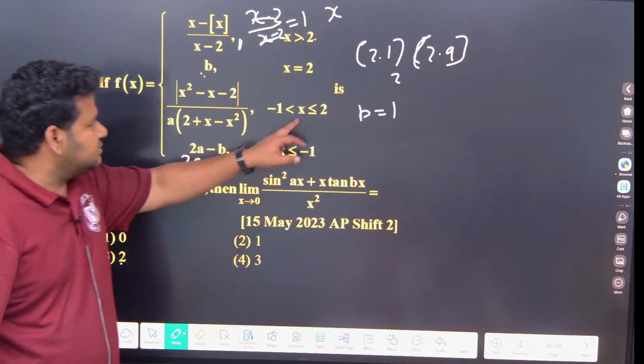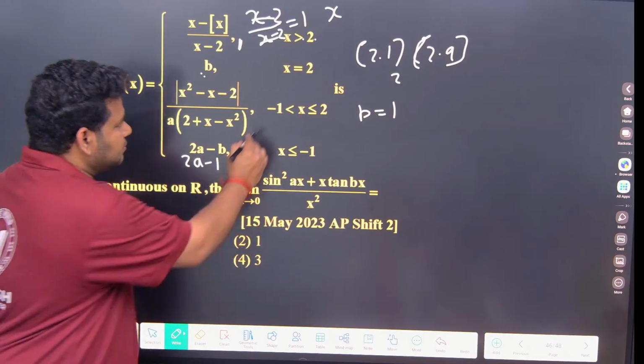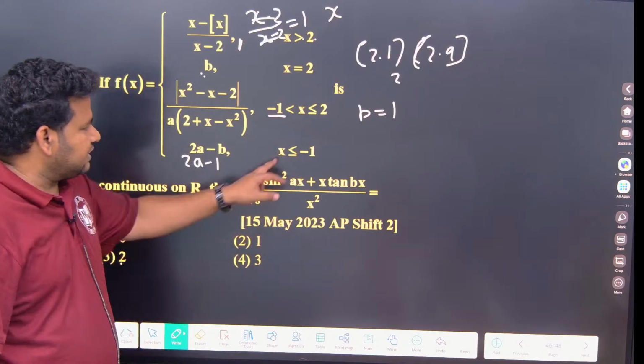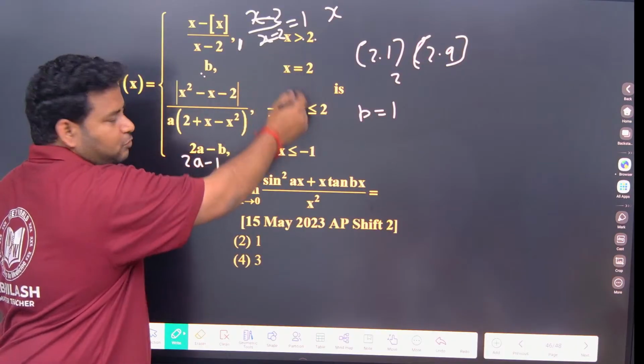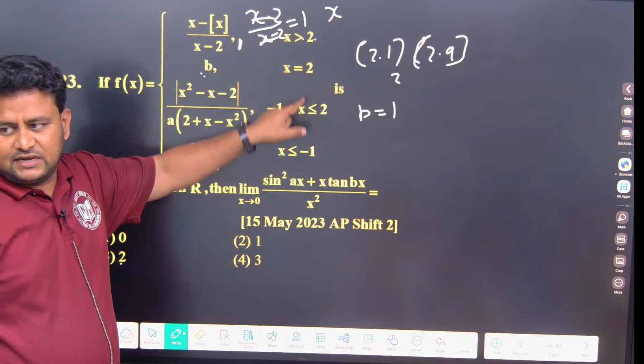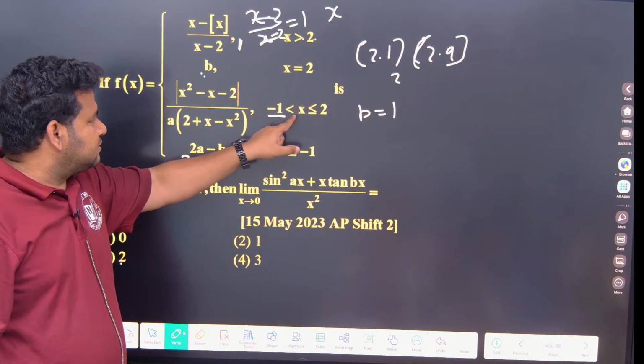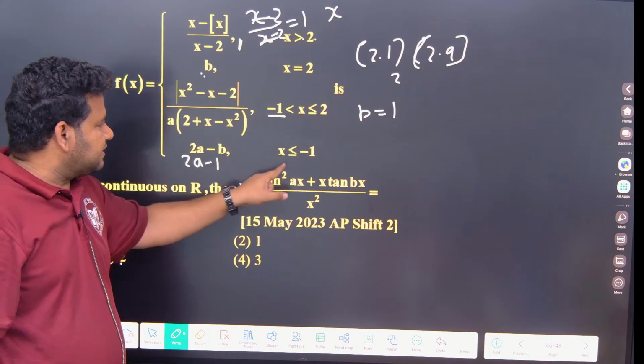Now look at this one. This is x is greater than minus 1. Here x is less than minus 1. We have to talk about this. Already about 2 we have spoken, we are done with 2. Now x is greater than minus 1, but x is less than minus 1.